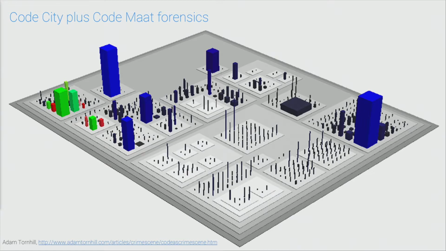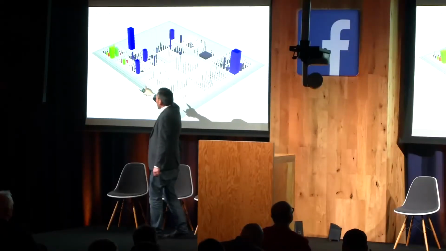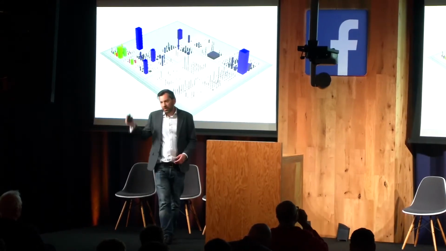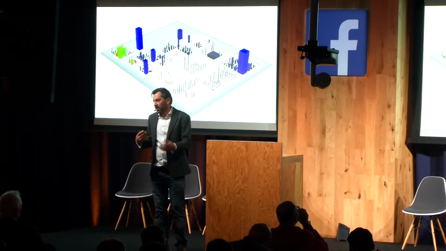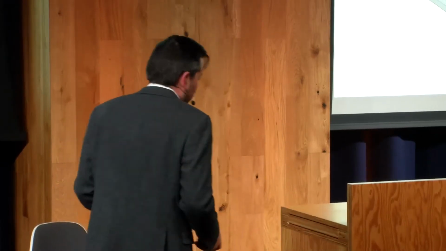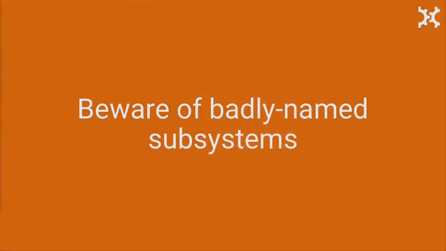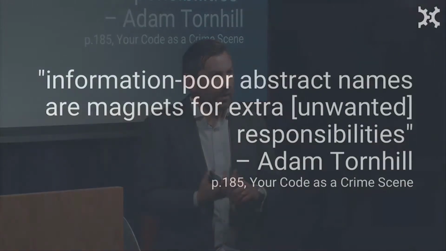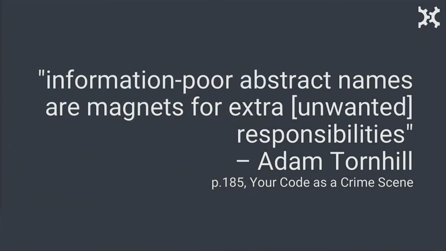So if you were thinking of splitting this code base down the middle there, but let's just say for the sake of argument that this big blue block at the bottom right always changed alongside the green block, then if we split the repository down the middle, we'd have a problem because we'd then have to commit into two repositories every time. So the code forensics stuff is useful for loads of things, including helping us work out whether we should split code in a repository. And one thing Adam calls out in his book is to really take care about naming of subsystems, because badly named, information-poor abstract names are magnets for extra unwanted responsibilities.